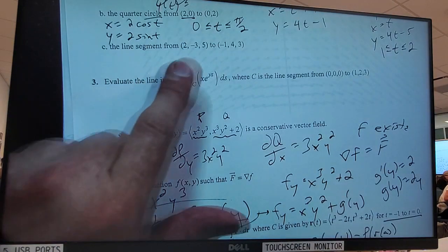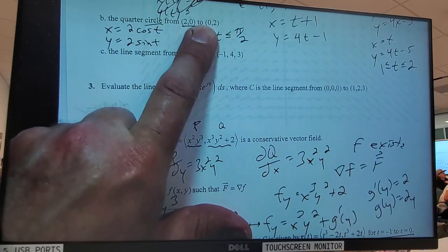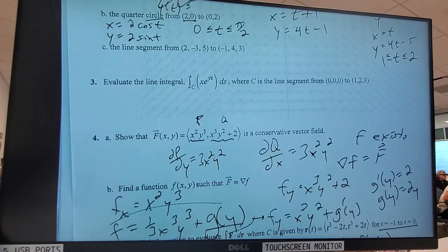And the great thing is, what made this happen in the correct direction, obviously it had to be here, from (2, 0) to (0, 2). What if I wanted to go from, in that case it's very blatant, but if I wanted to go from (0, 2) to (2, 0), yes? What would have changed? Yes, good, the limits on the t. That's all I would have had to change.